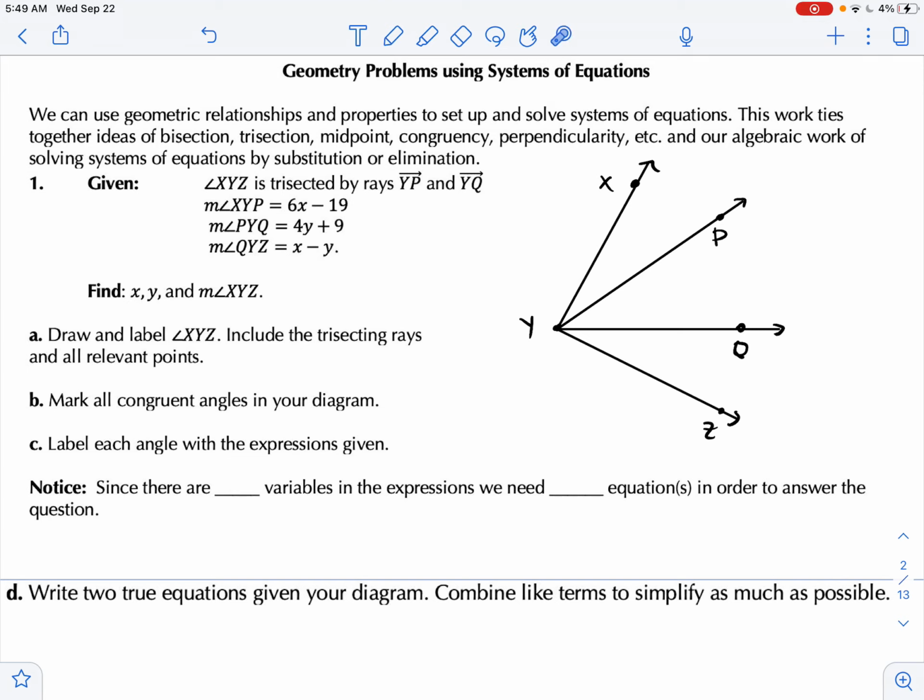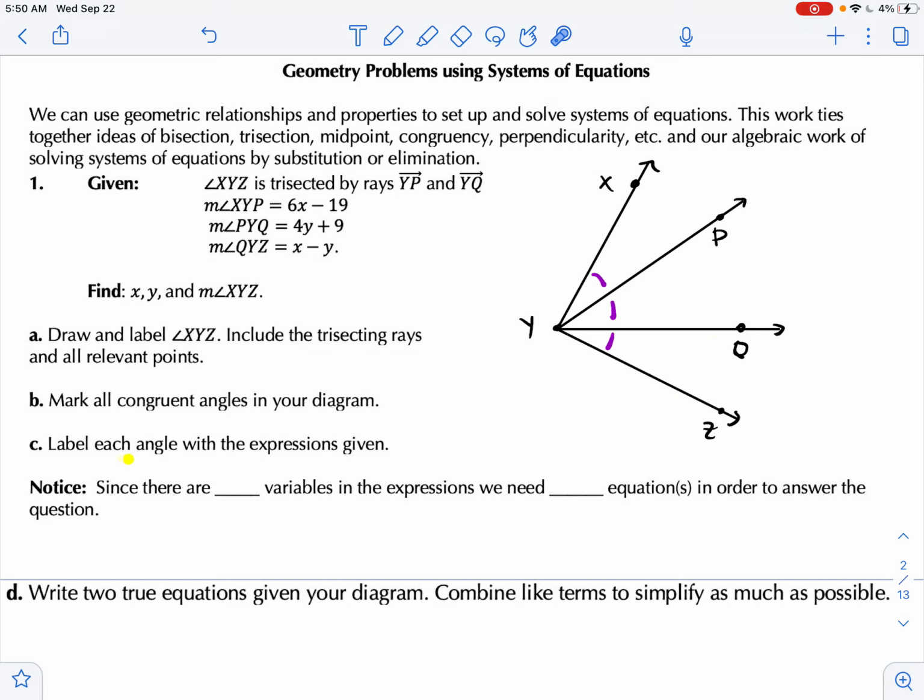Okay, so I see that I have one big angle cut into 1, 2, 3 pieces. Trisecting pieces, meaning there are going to be congruent angles. So we're asked to mark all congruent angles in your diagram. Again, trisecting means we're cutting into equal pieces, so all three of these angles need to get the same mark at their vertex. That means that XYP is congruent to PYQ is congruent to QYZ.